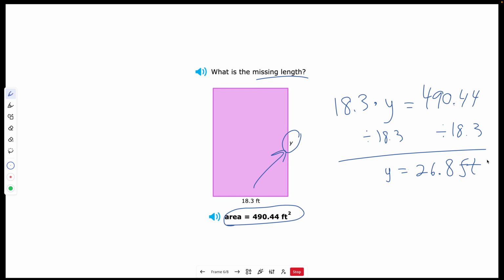And of course, you can check your answer. If I multiply 18.3 times my answer of 26.8, do I get the correct area that I started with? If you multiply those, you will, in fact, get the right area. So you can always check your answer here.